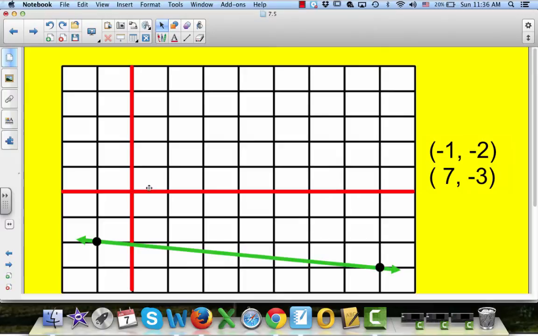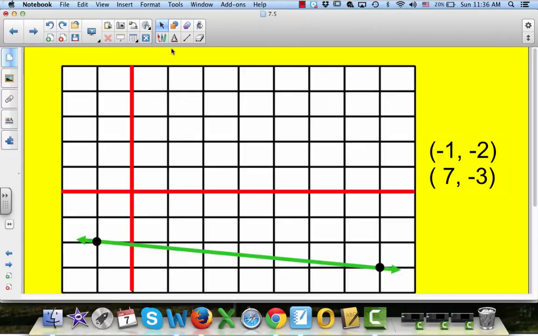This point, we start at the origin, and we go 1, 2, 3, 4, 5, 6, 7 to the right. That's a positive 7. Then we go down 1, 2, 3. That's a negative 3. Okay, so now that we've got the points, what I want you to do is find the slope of this line, doing it both ways that we've done it so far, by counting and also by the formula that we've been using. Pause the video.